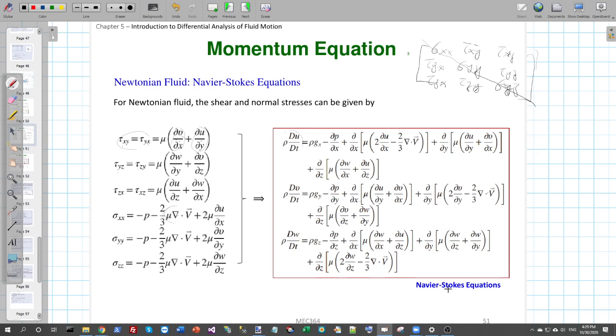The Navier-Stokes equation we derived here is the general one. It works even if mu is not constant, because this mu is inside the derivative. And if the flow is not incompressible, it still works because we include this dilatation term. So this equation is very complicated. It's almost not possible for us to solve analytically.